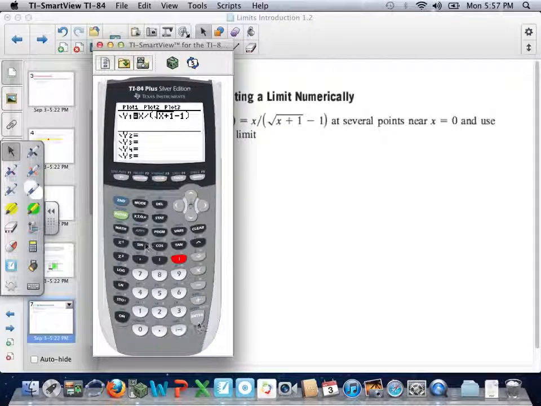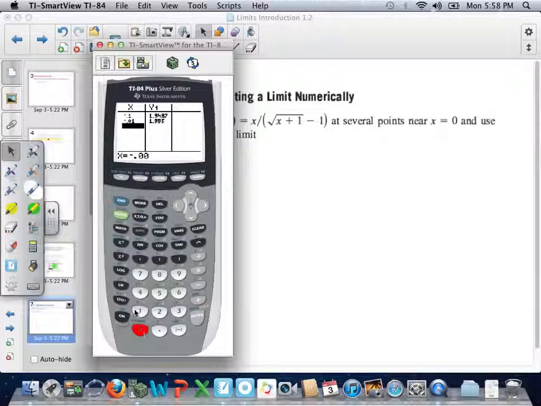They wanted to know near 0, and the reason is that if I put 0 in, we can see we get an error. So what I want to do is evaluate a couple on each side of 0. I'm going to start with negative 0.1. I'll try negative 0.01. Let's do negative 0.001. Let's do a little bit on the right side. We'll go 0.001, we'll do 0.01, and we'll do 0.1.